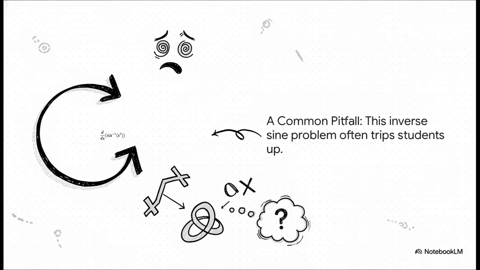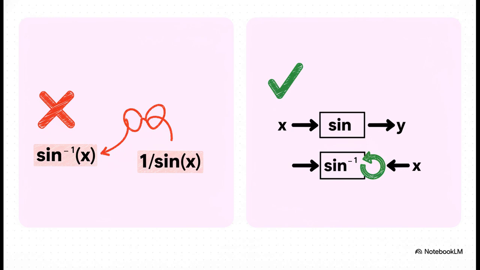But, with great power comes a few common traps. So let's look at a type of problem involving inverse functions, because the way they're written often trips people up. Here's a huge point of confusion. You see that little -1 exponent on sine, and your brain might immediately think, oh, that means it's a reciprocal. It's 1 over sine of x. But it's not. When it's written like this, it means the inverse sine of x. It's the function that undoes the sine function. And that's a really, really important difference.